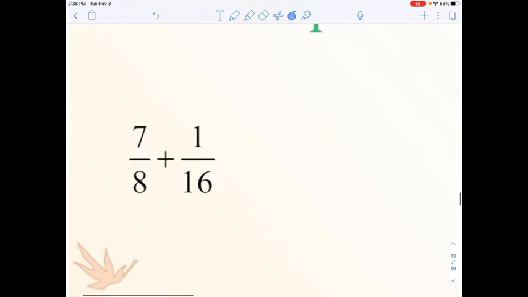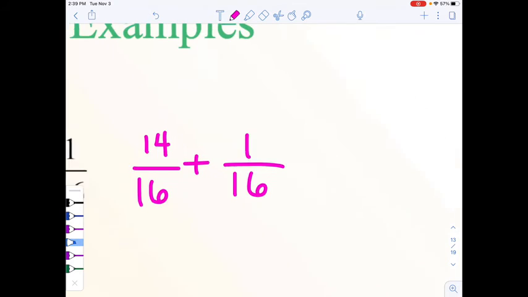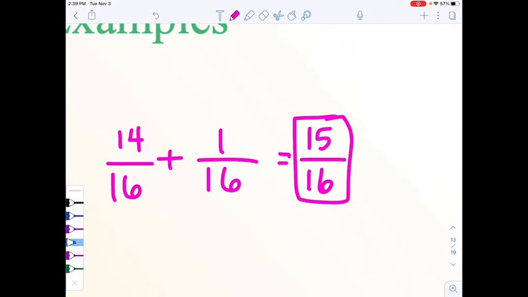Couple more examples. 7/8 plus 1/16. Again, they have to have a common denominator. Common denominator for these two would just be 16. 8 times 2 is 16. 7 times 2 is 14. And then 1/16, I don't have to change that one. That's nice. Now I just add the numerators, keep my denominator. 14 plus 1 is 15. My denominator stays 16. So my answer is 15/16.